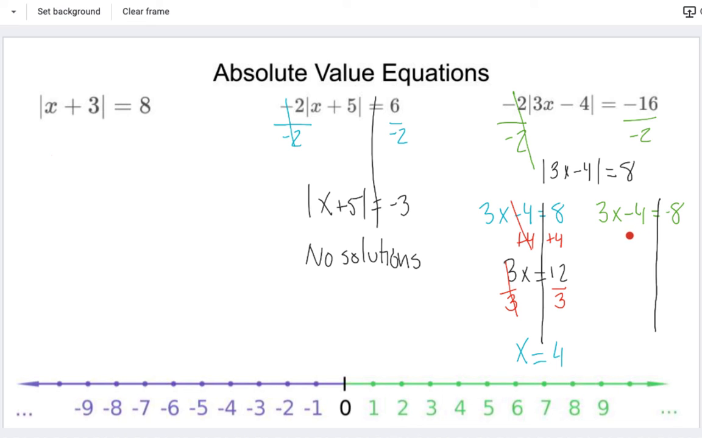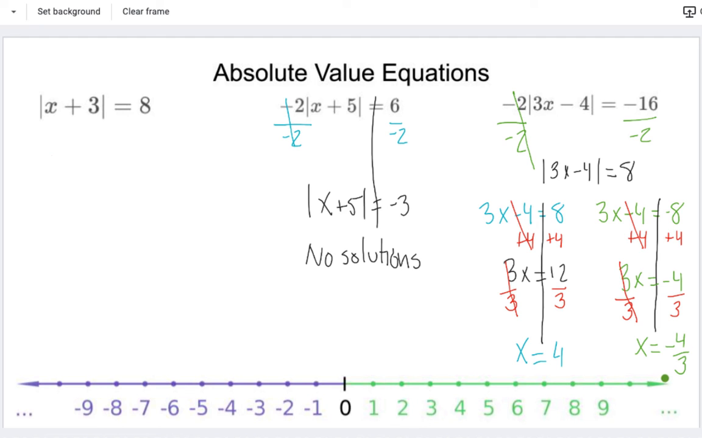So over here we're going to do the same things we just did because the left-hand side is the same in both. So we're going to add 4 to both sides. Going to leave us with 3x equals negative 4. So we're going to divide both sides by 3. 3 divided by 3 is 1. That leaves us with x. Negative 4 divided by 3, we're going to leave that as a fraction. It's negative 4/3.